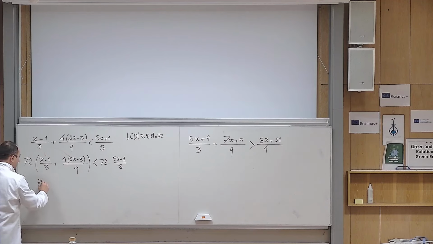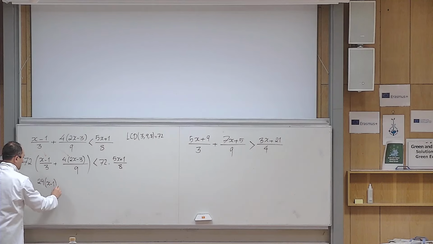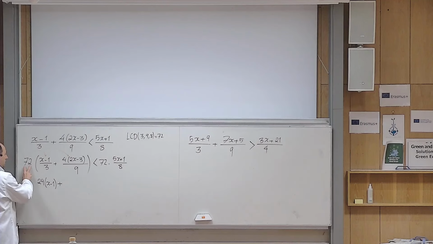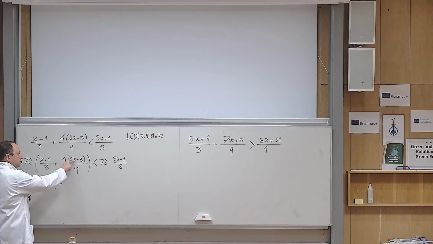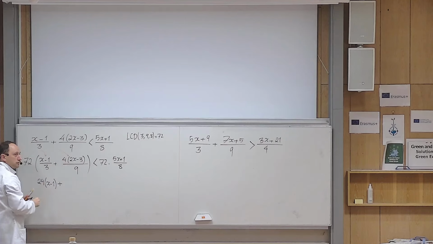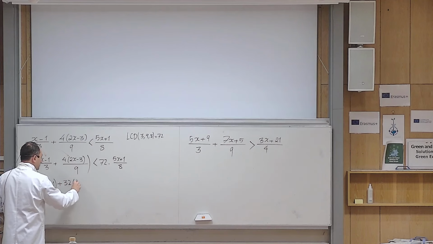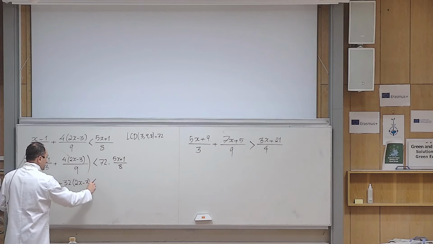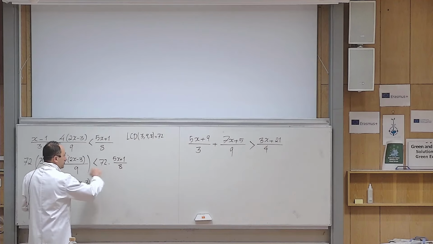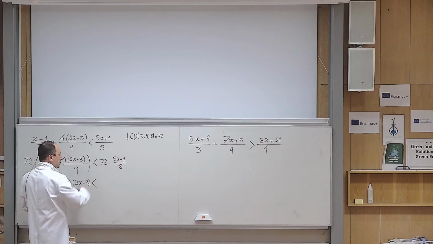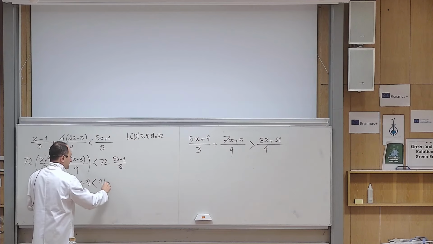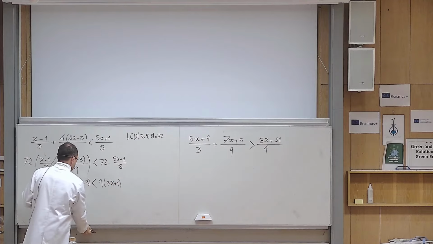So this becomes 24 times (x minus 1) plus, again, you can imagine that 72 is here now. 72 and 9 can be simplified: 9 goes into 9 one time, 9 goes into 72 eight times. But that 8 that is left should be multiplied into the numerator. There is an extra 4 there, so 8 times 4 is 32, times (2x minus 3), is less than... 72 and 8 are simplified, 9 is left here. 9 should be multiplied in the numerator. This is what we learned during the lesson as well.